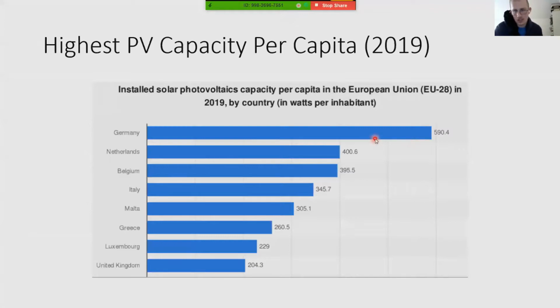This was another statistic I thought was interesting. This just shows the installed photovoltaics capacity per capita. And Germany, which we saw on that other map, was high up there for power production, and it's also number one for power production per inhabitant. They pretty much blow everybody else away. But I thought that was pretty interesting.